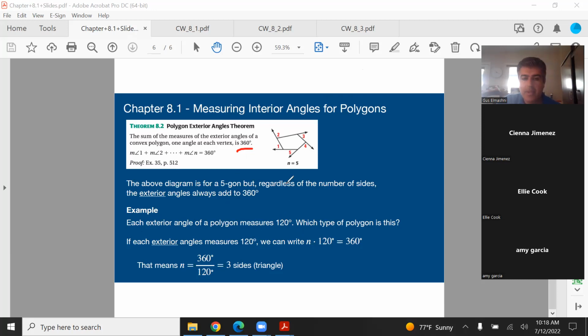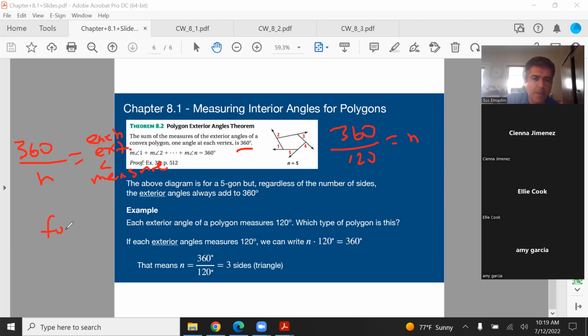Then what you do is say, well, if all of them add up to 360 and each one's 120, then clearly there has to be 3 sides. And we'll let n be the number of sides. So there's another form you can consider: 360 over n equals each exterior angle measure.